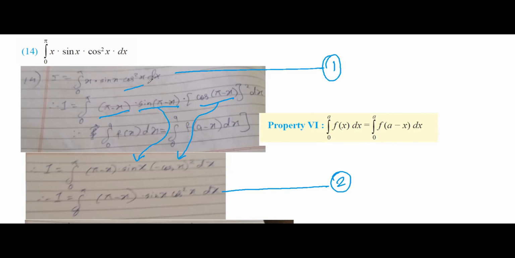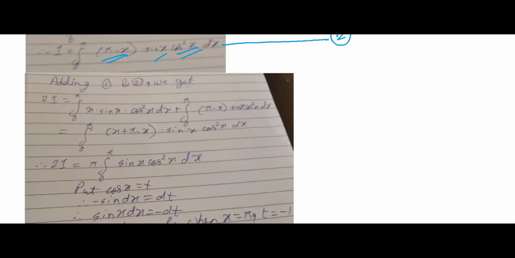Now here you have cos squared x, here you have cos squared x, here you have sin x, here you have sin x, here you have only x, and here you have pi minus x. So what you will do is add equation 1 and equation 2 to eliminate x. So that's what you did in the next step. Equation 1 plus equation 2, when you added this, minus x plus x get cancelled, you will get only pi. This pi you have taken out, then you get sin x cos squared x dx.